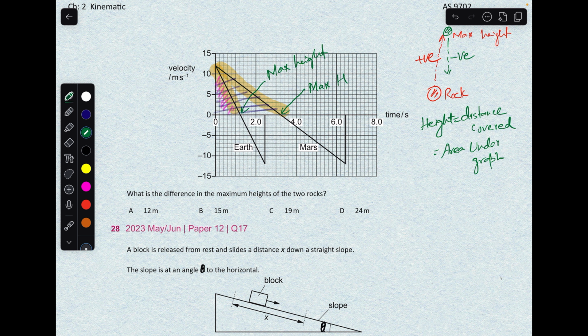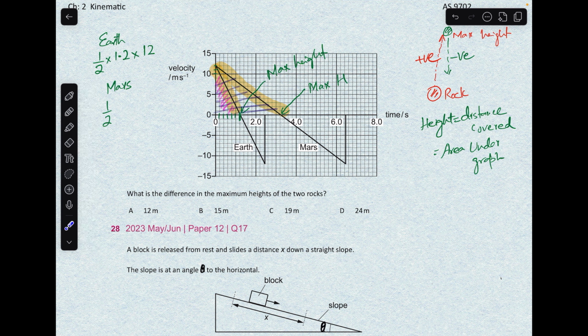So let's do it for the Earth. It will be 1 by 2. Base is, each box is equal to 0.2, so the base is 1.2 and the height is 10, 11, 12, 12. Okay, and for the Mars it is 1 by 2 base into height. Base is till this point.